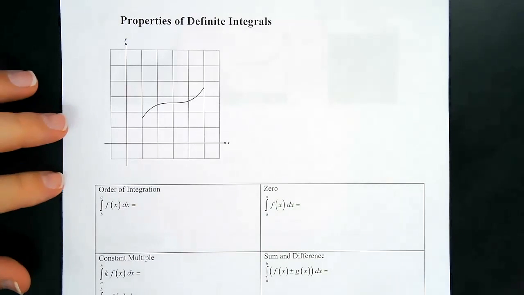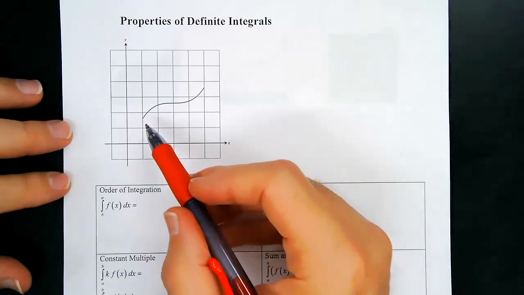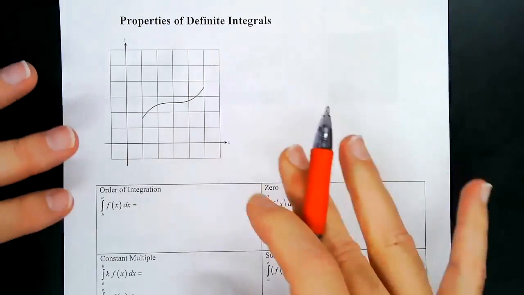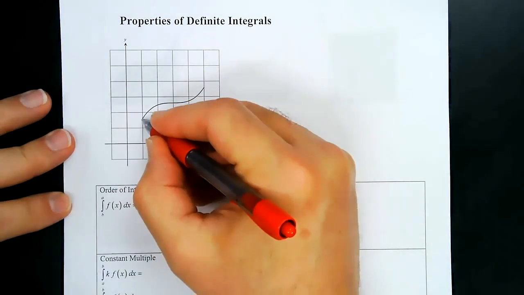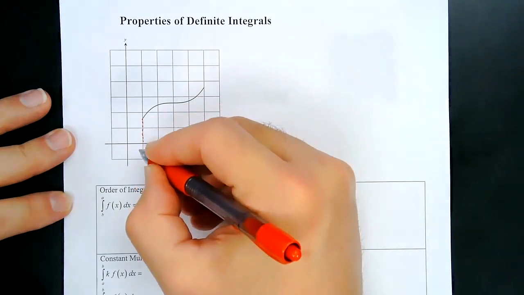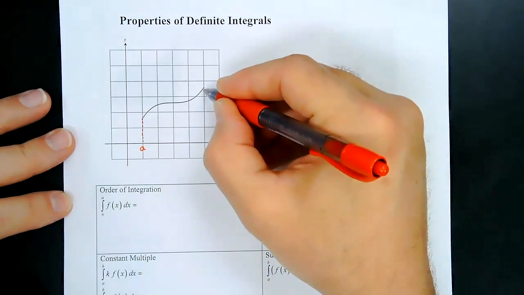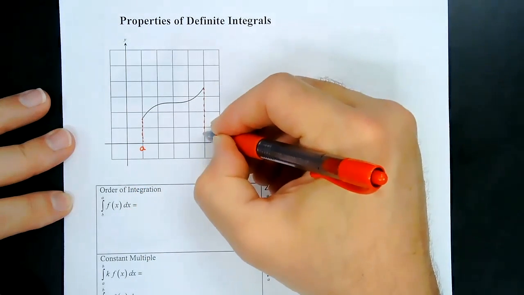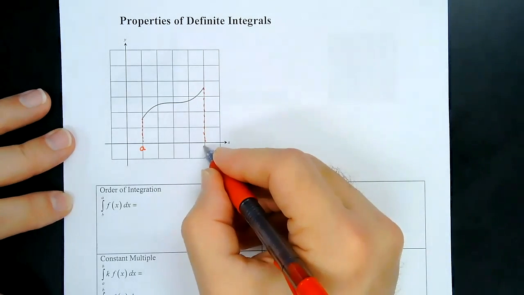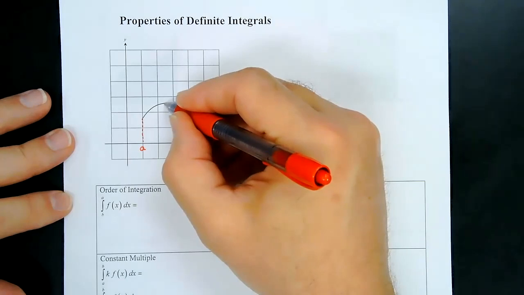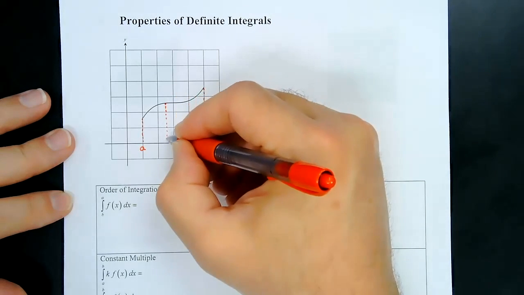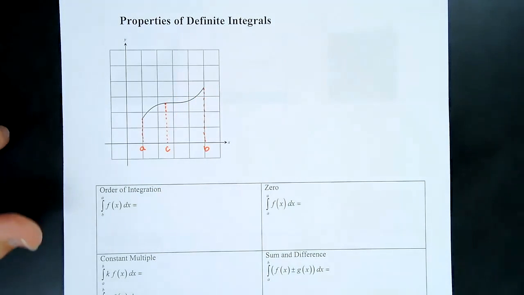So today we're going to talk about properties of definite integrals, and we're going to look at this function to understand all these properties that I'm going to go over. So this is the function f, and this is going to be the left endpoint, which I'm going to call a, and this is going to be the right endpoint where we're going to stop the integration, b, and then we're going to let c be some point in between. So like right here, that would be c. Okay, so c is in between a and b.